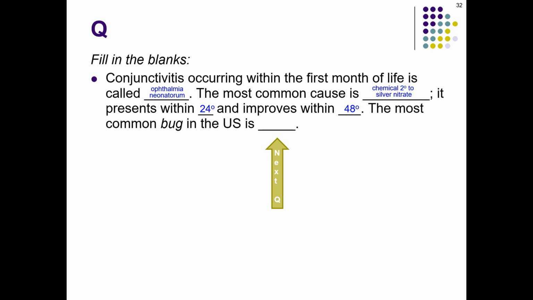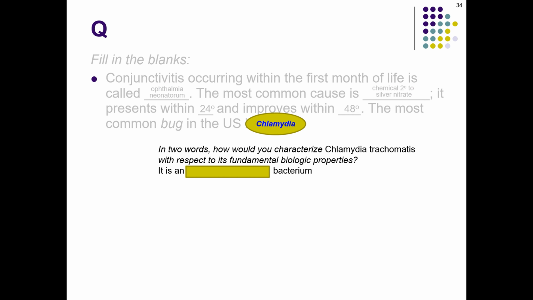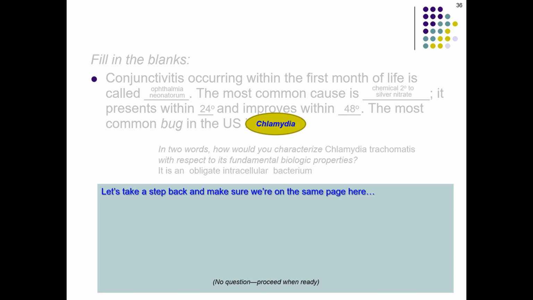And the most common bug in the US, which is a well-developed country, is chlamydia. And if we talk about the characteristics of chlamydia trachomatis, you should remember that chlamydia is an obligate intracellular bacterium.